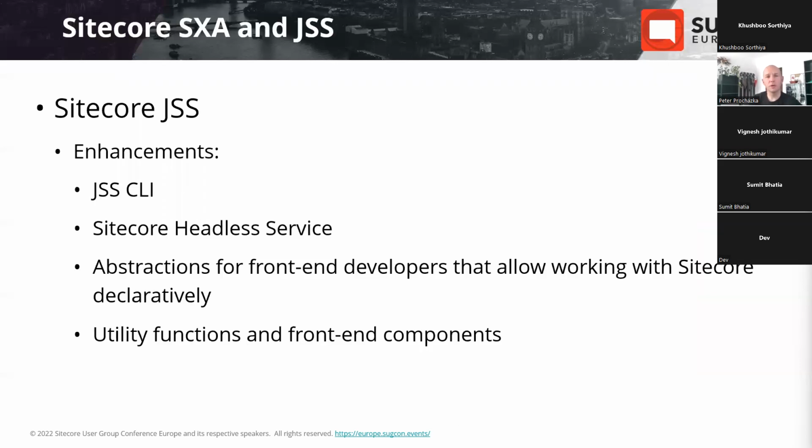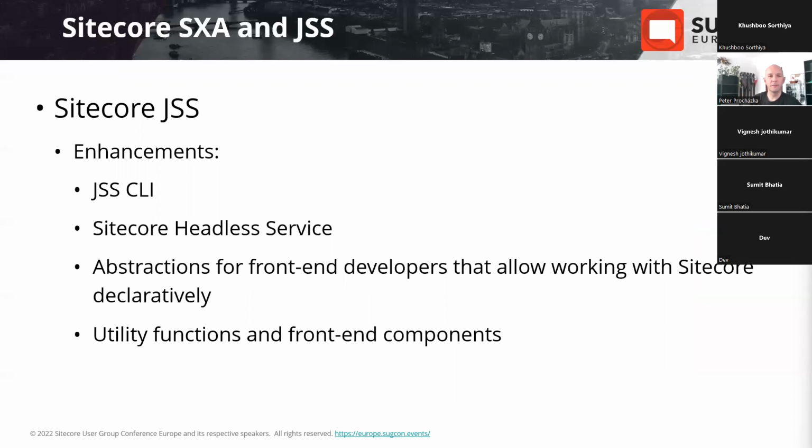Some features of Sitecore JSS. It has the CLI, a Node-based command line tool. It also has the headless services, as I mentioned. It has lots of utility functions. It has documentation. It has source code. So it has everything that you need to start building. And as I mentioned, the SDK is something that is on top, right?